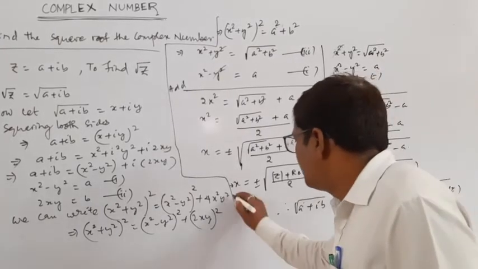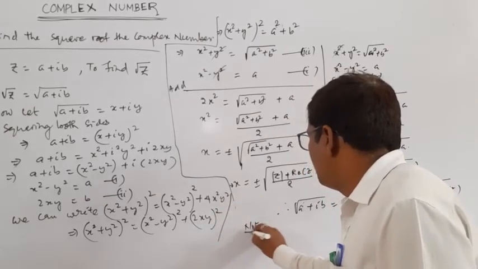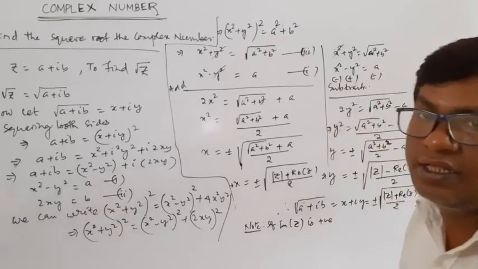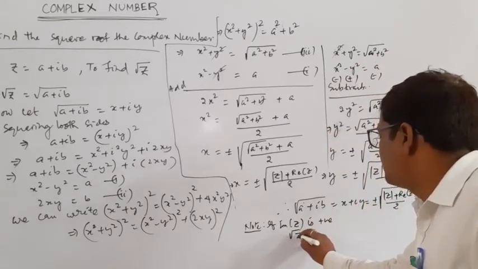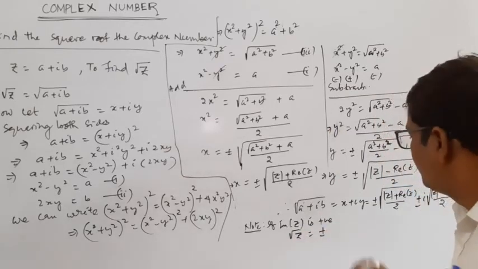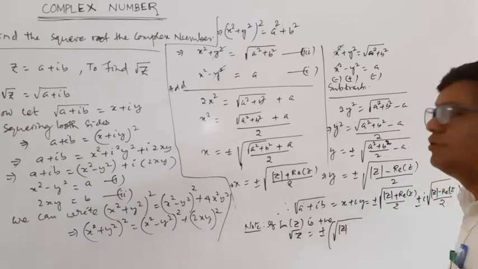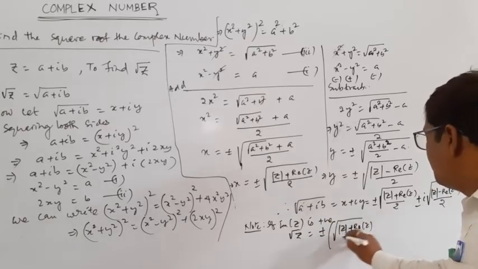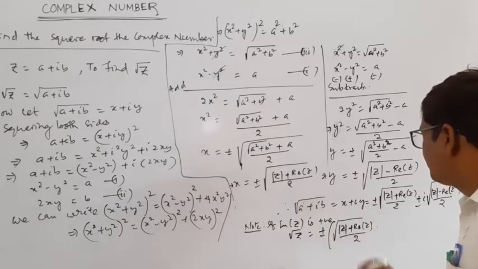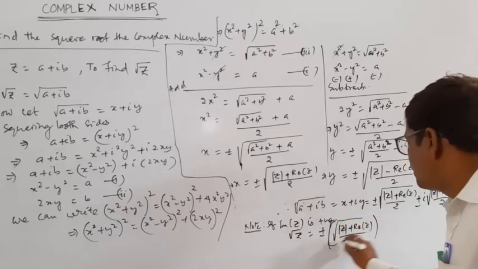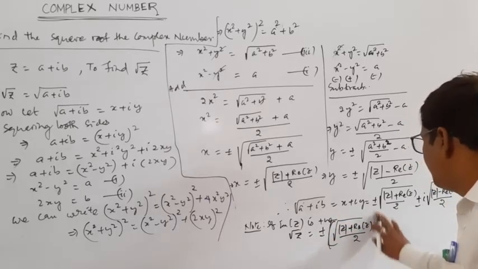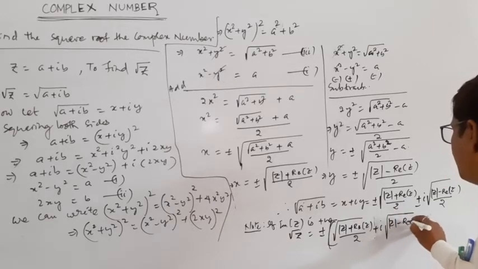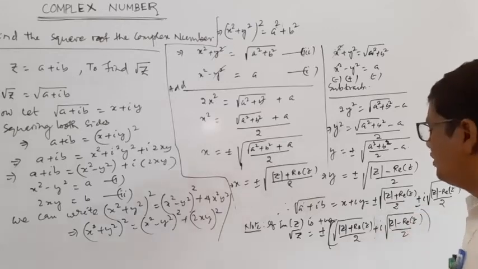Note: if the imaginary part of z is positive, that is greater than 0, then root z is equal to plus or minus square bracket of square root of mod z plus real part of z by 2, plus i into square root of mod z minus real part of z by 2. Very important note. This is if the imaginary part is positive.